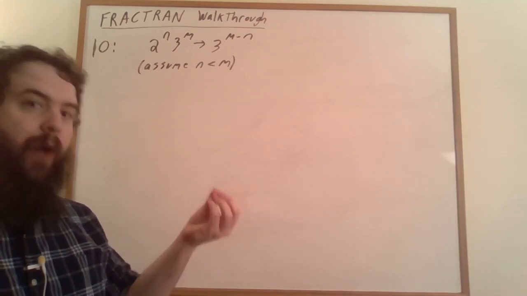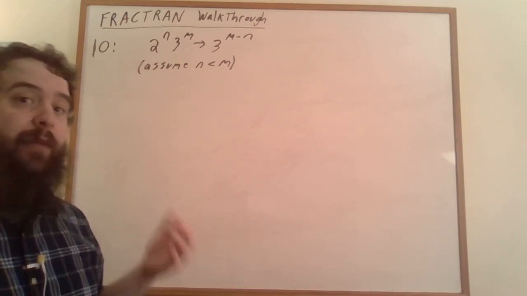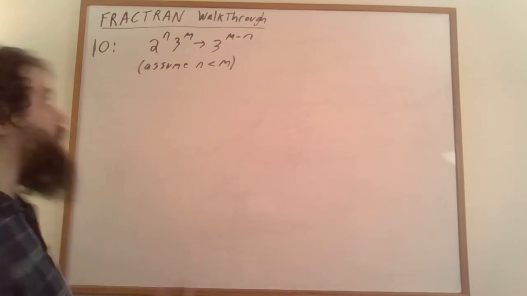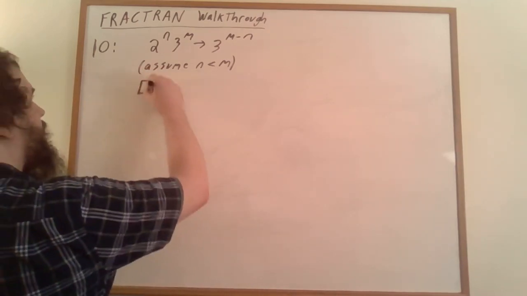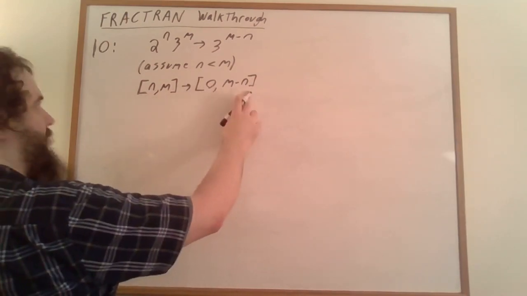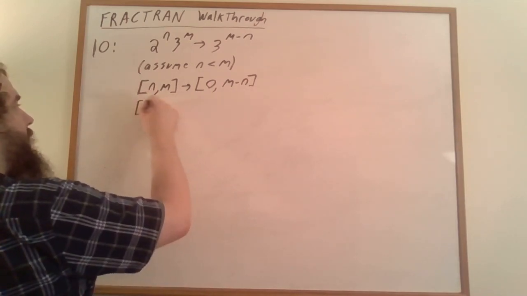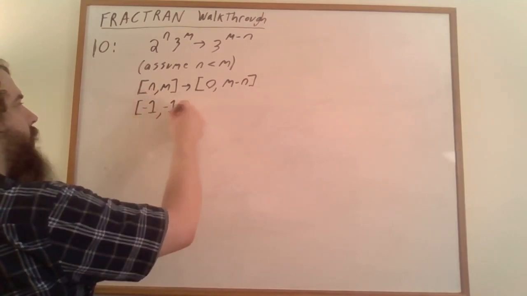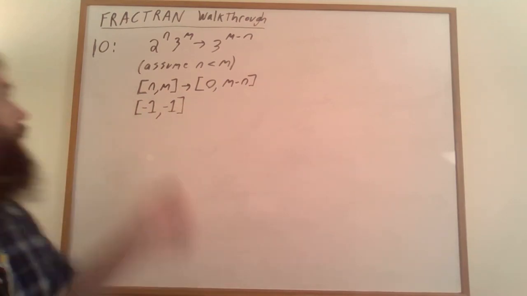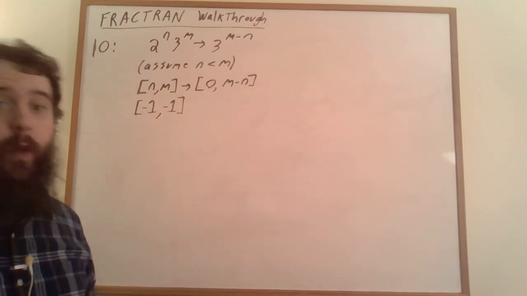Well, we pick out counters from the 2's register and the 3's register simultaneously until the 2's register is empty. In terms of vectors, we're trying to turn (n, m) into (0, m minus n), and the way to do that is to repeatedly remove one counter from both registers. This corresponds to the fraction 2 to the negative first times 3 to the negative first, which is just 1/6.